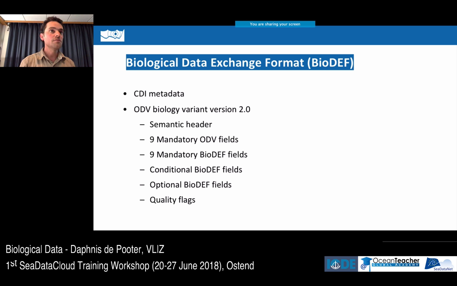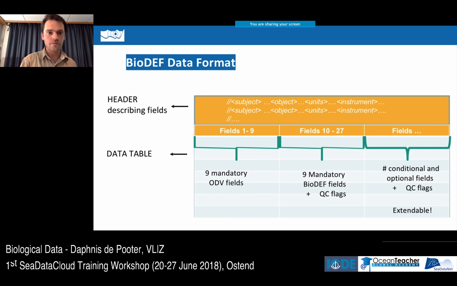There are some optional fields. In case you have an abundance, then you can use the column abundance. And it also includes quality flags. So this is what it looks like: a semantic header, the mandatory ODV fields, the mandatory BioDEF fields, and any optional fields. We listed a whole bunch of optional fields, but other optional fields can be created upon need.